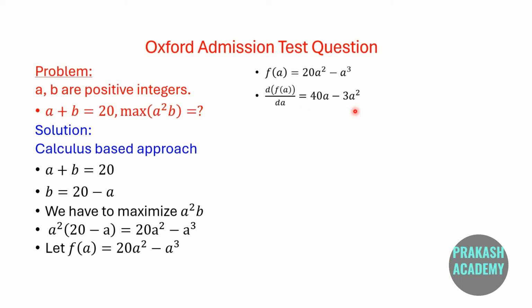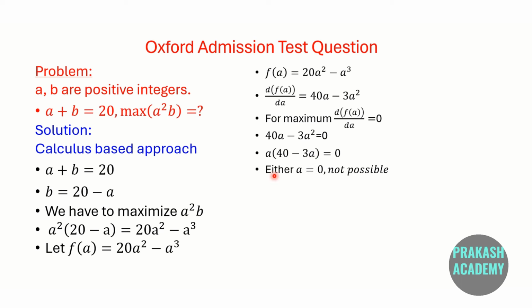So now this is after the differentiation. I have to equate it to 0. So for maximum or minimum, this has to be equal to 0. So this means 40a minus 3a squared equals 0. Now I can take a common. So I can rewrite, that is a times 40 minus 3a. So this means either a is equal to 0 or this thing is equal to 0. So the first situation, either a is equal to 0, and a equals 0 is not possible because a and b are positive integers. A equals 0 is not a positive integer. So this is not possible.